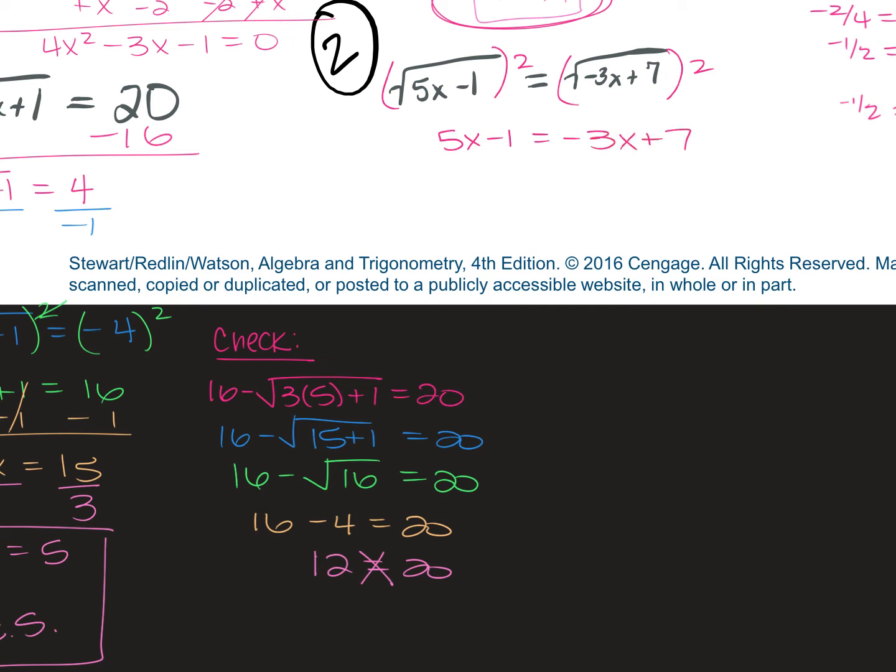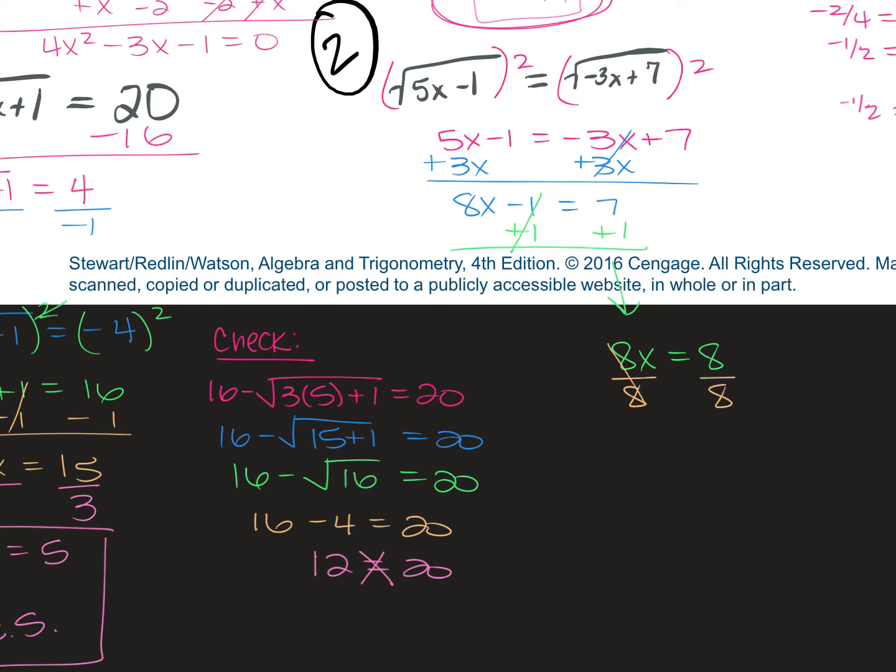I don't like my x to be negative, so I'm going to move that 3 over first. I'm going to add it to both sides. So we're going to have 8x minus 1 is equal to 7. From here, we move the 1 over by adding it to both sides. We have 8x is equal to 8. We divide each side by the 8, and we have that x is equal to 1. So again, check this.